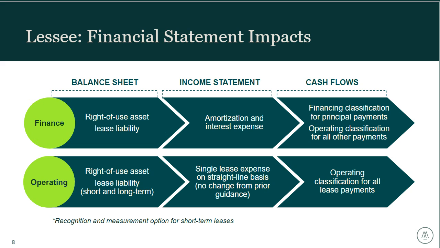And we'll talk about a little bit more practical implementation. One thing on this slide that I wanted to make sure we noted is this idea of short-term leases. At any time, an entity might make a policy election in which you can continue to account for short-term operating leases, similar to under ASC topic 840, so aka off balance sheet.